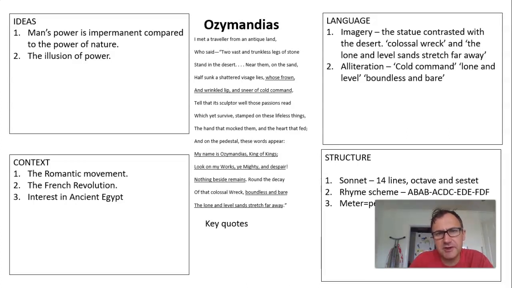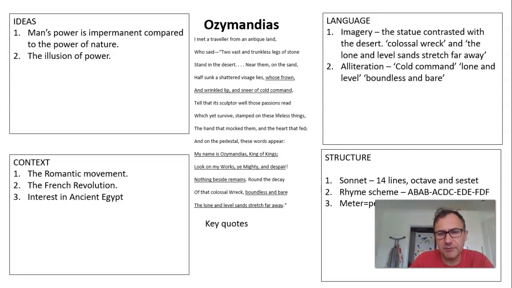So if you like, the first 8 lines are the description of the traveller, what he finds in the desert, and the bottom 6 lines then tell us kind of what the problem is. Well, the statue is now ruined and in the desert, so really the statue failed to have the effect that Ozymandias wanted.